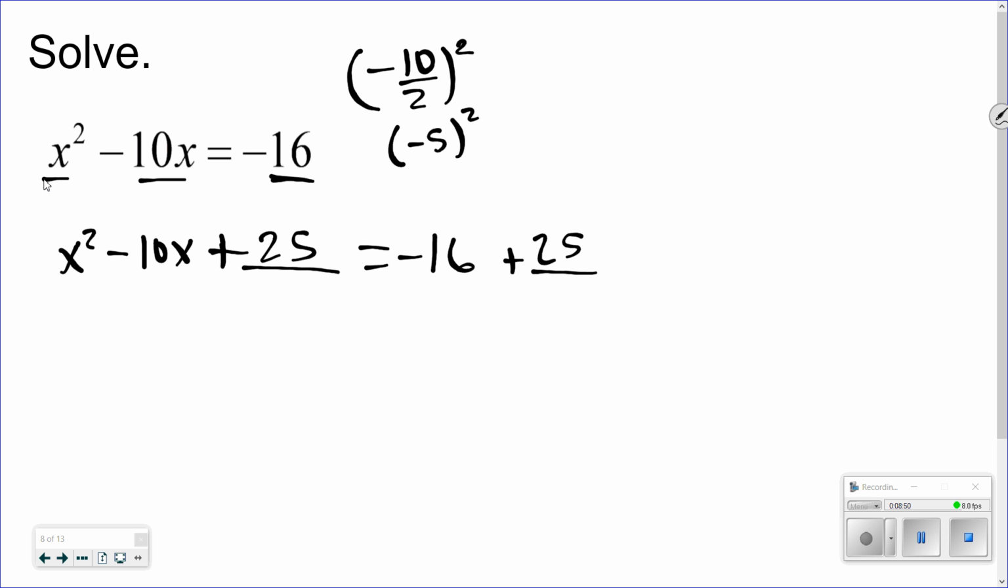Okay, this left side is now a perfect square. So I know it's going to factor to be one of these. So x goes there. What did I factor to get the 25? What did I square to get the 25? It's right here, right? The negative 5.